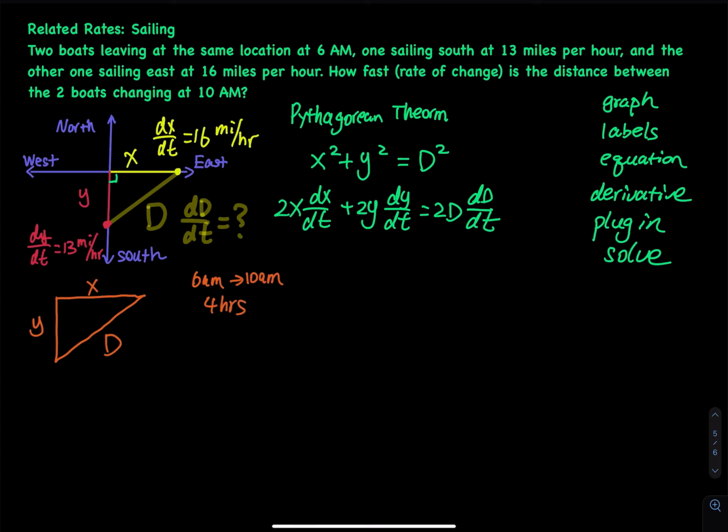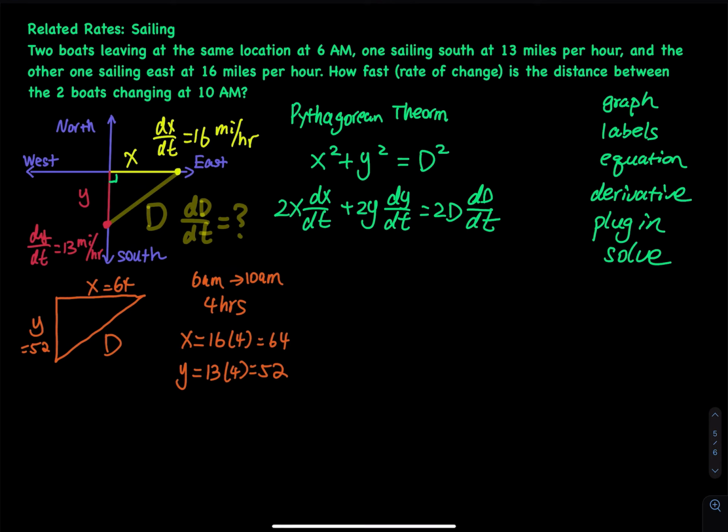So we have the speed. The speed is 16 and 13. So for x, that is 16 miles per hour, and you travel for 4 hours, right? So the distance is equal to 64 miles. And then for y, the speed is 13 miles per hour, and the ship travels for 4 hours. So 13 times 4 is equal to 52. So x is equal to 64, and y is equal to 52.